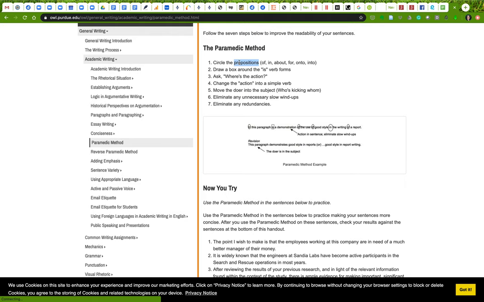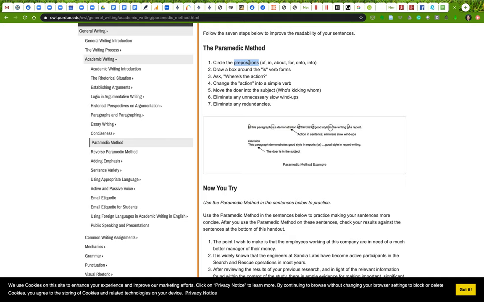So prepositions are problematic because what they do, and these are just a few of them, there are actually many more than this, but this gives you an example of what they are. Prepositions are problematic because they express a relationship between two things. I'm not going to talk about the grammatical definition, right? But functionally speaking, that's what a preposition does. It expresses a relationship between two things, okay?